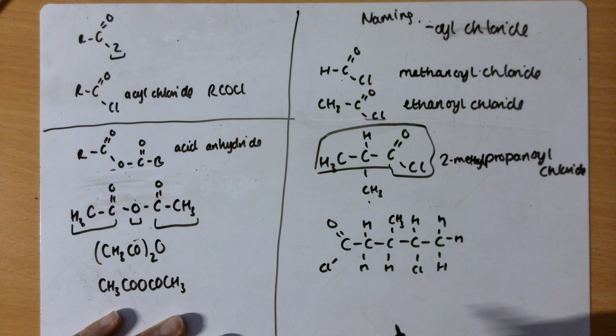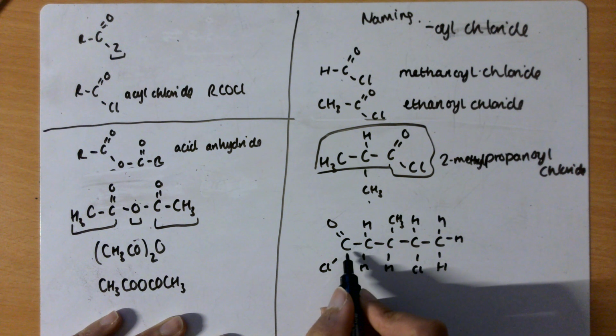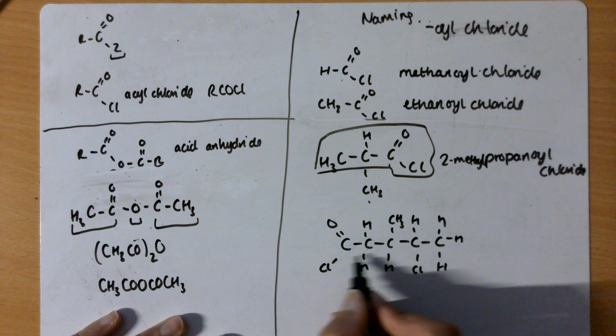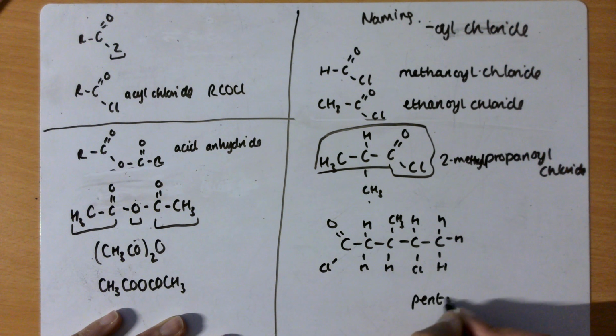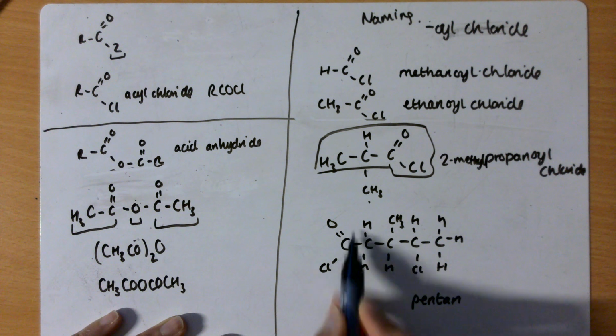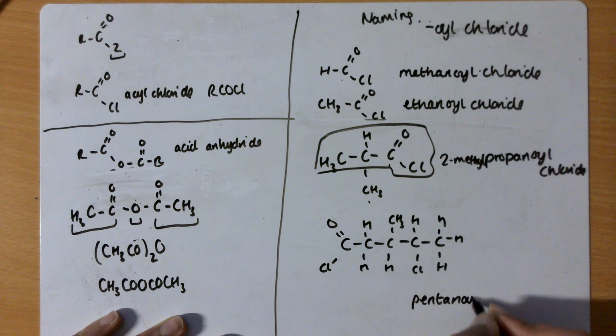Find your longest carbon chain where you've got this as your carbon 1, because that's our highest priority. So I've got 1, 2, 3, 4, 5. So I have a pent. It's clearly an acyl chloride, so I have a pentanoyl chloride.